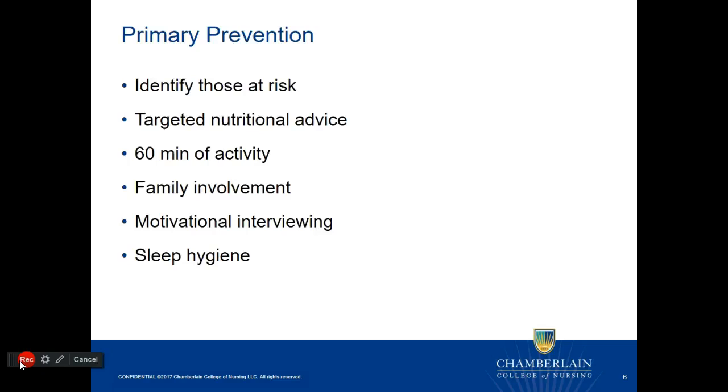Provide targeted nutritional advice. Low carbohydrate diets with high protein, small frequent meals throughout the day. Eliminate sweetened liquid calories, including juice. Recommend 60 minutes of activity on most days of the week for adults and children. Encourage good nutrition and activity at the family level, not just the individual level. Use 24-hour diet recall and motivational interviewing techniques. Promote good sleep hygiene.